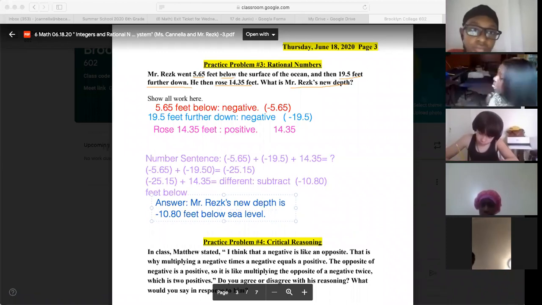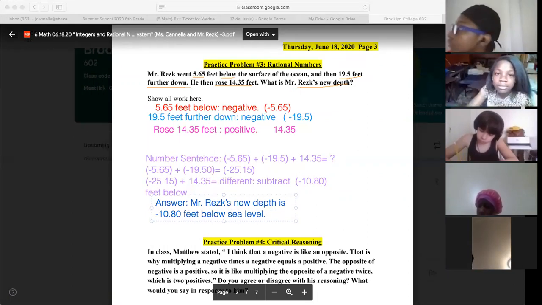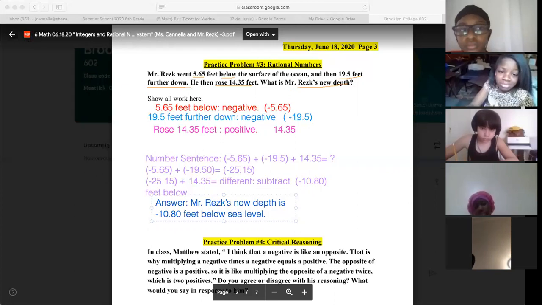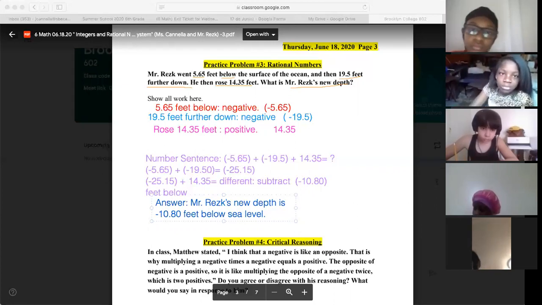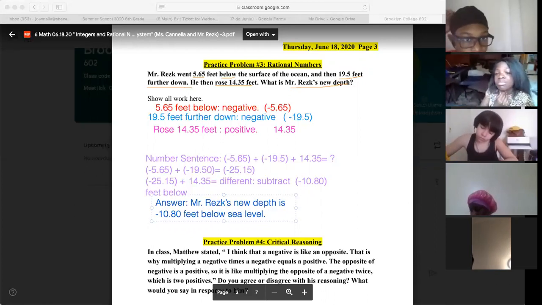So there's 1, 2, 3, 4, 5, 6. There's like 8 lines to write. So again, we know that below is a negative integer. We know that farther down represents negative. And we know that when you rise, you go up.